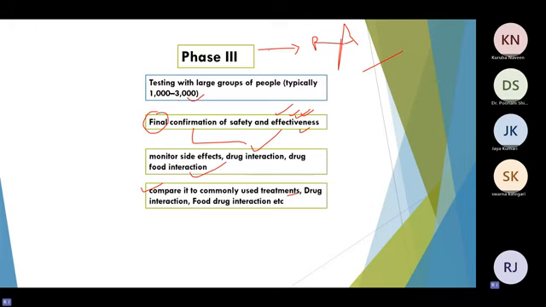So in a nutshell, in phase 1, we determine the maximum tolerated dose a person can take. We determine the safety and PK. In phase 2, we determine safety and efficacy. In phase 3, we determine safety and effectiveness and other things. Okay, then data is submitted to the regulatory authority for approval purpose. Based on the data, the regulatory authority will determine the risk and benefit ratio and will approve or not approve any drug molecule.